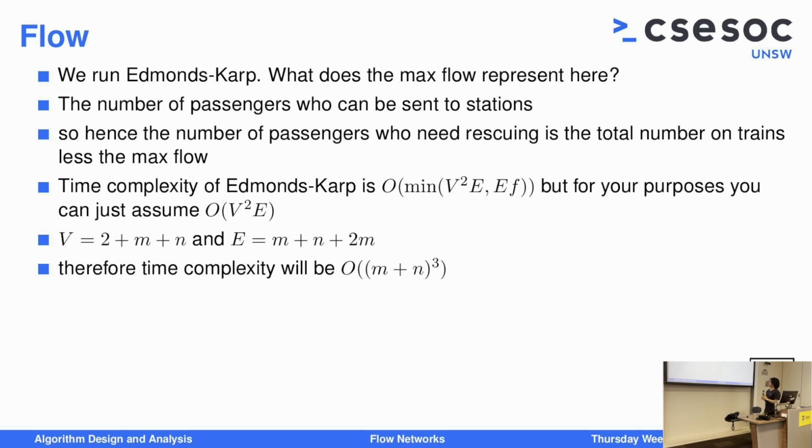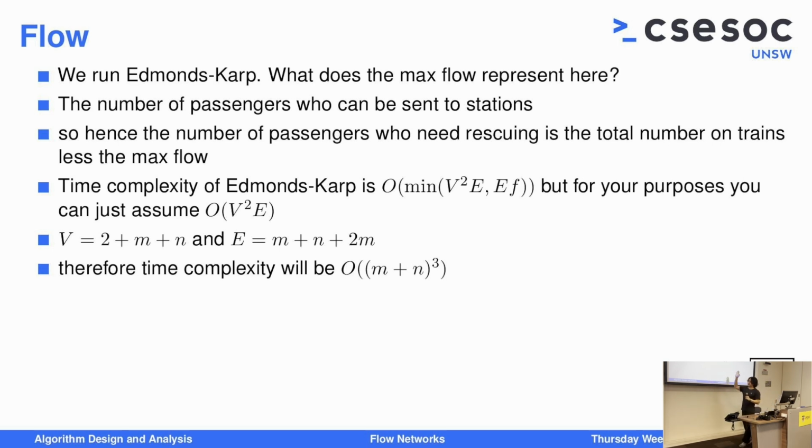So the time complexity of Edmonds-Karp is min of V squared E and EF. But for your purposes, you can just assume that it's V squared E, I'm pretty sure. And for our graph, we can think about how many vertices we have. We have a source and a sink. We have a vertex for each edge in each train. That's 2 plus n plus n. Yeah? And how many edges?